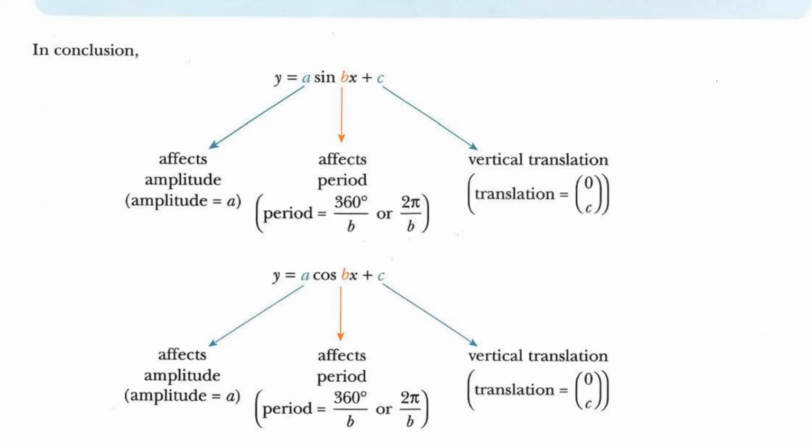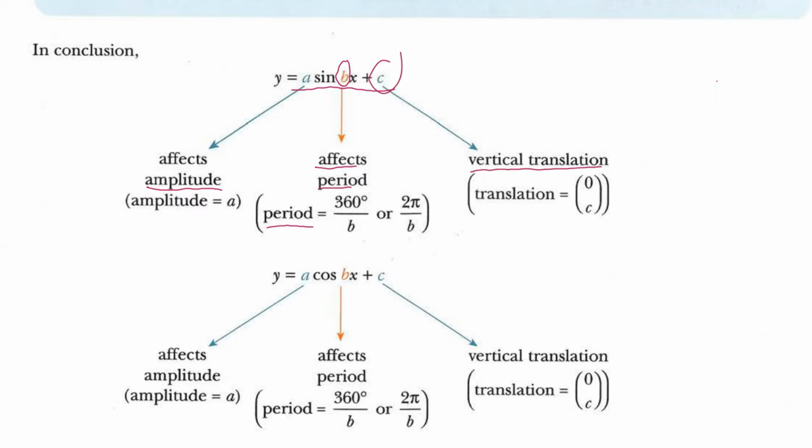Trigonometric function chapter. It is written here y equals a sin(bx) plus c, where a is called the amplitude and b affects the period. Actually, the period we can find out as 360 divided by the coefficient of x, which is b. If we divide, then we get the period. The definition of the period is where the sine curve completes one cycle. This is called the period, and c is called the vertical translation.